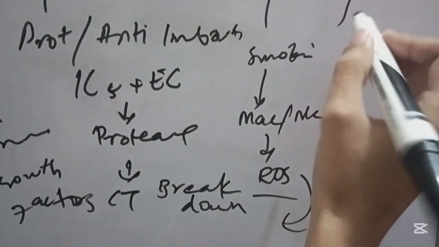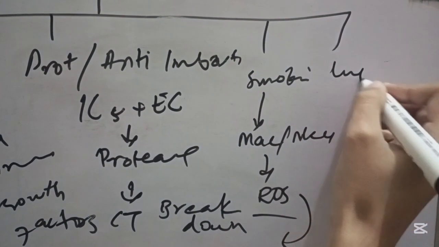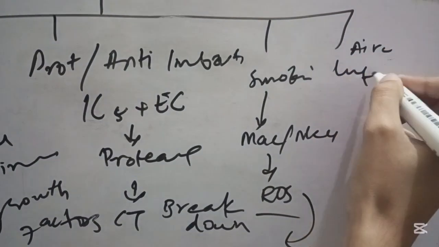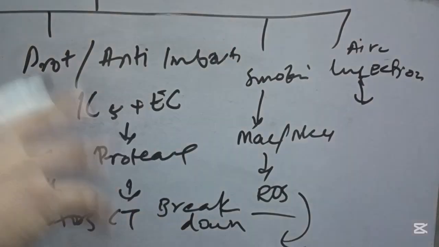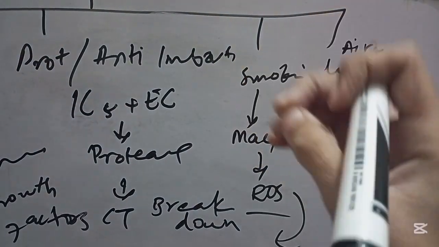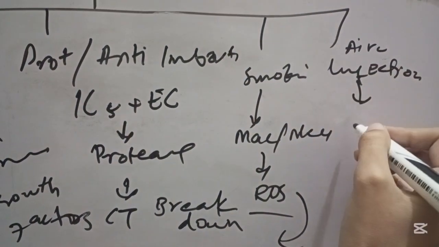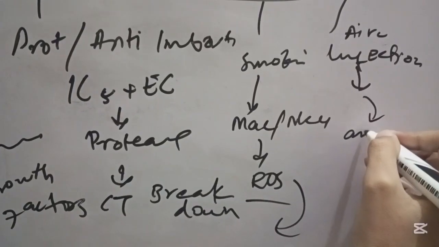Here a small role is played by infections, airway infections. They are not directly involved in the pathogenesis of emphysema, but they play an indirect role in acute exacerbations.